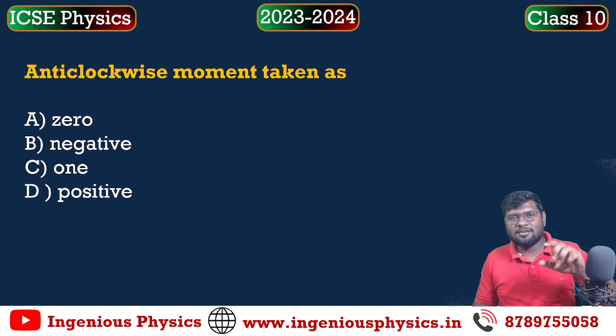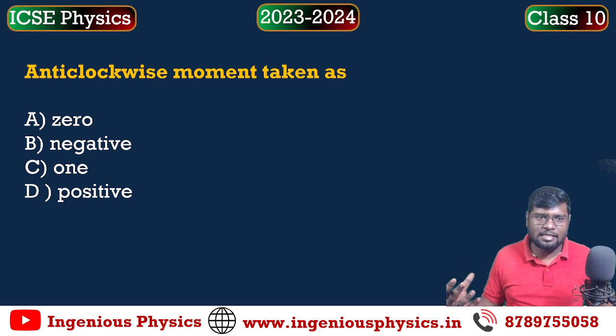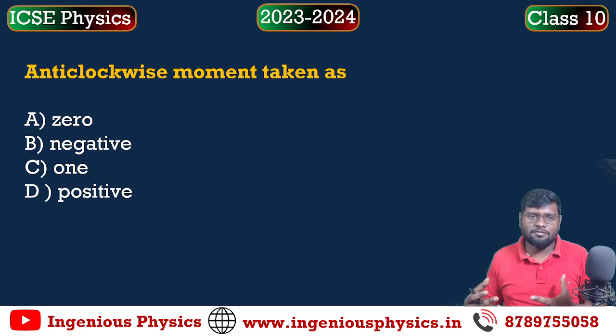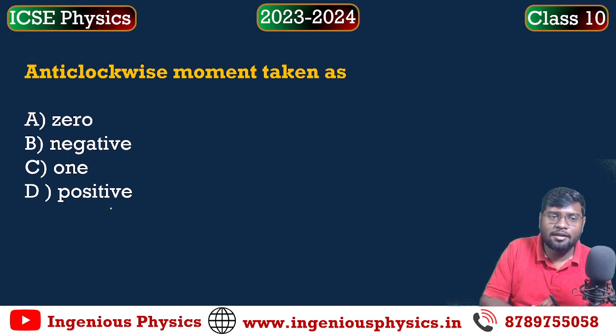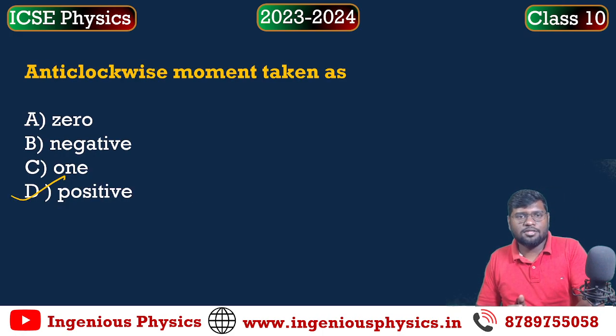Anti-clockwise moment, this is a fact based question. Anti-clockwise moment is taken as 0, negative, 1, positive. What will be the correct option? Anti-clockwise moment is taken always what? It is always taken negative or positive? It is taken positive, right? So next question is what?